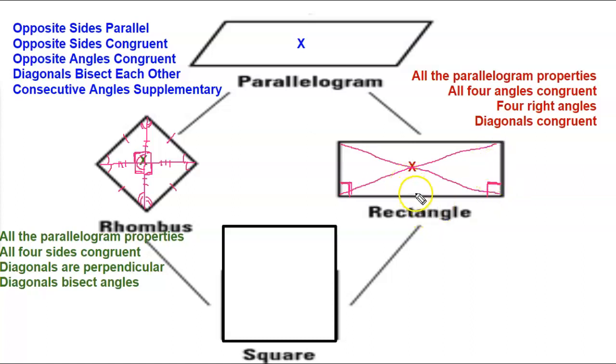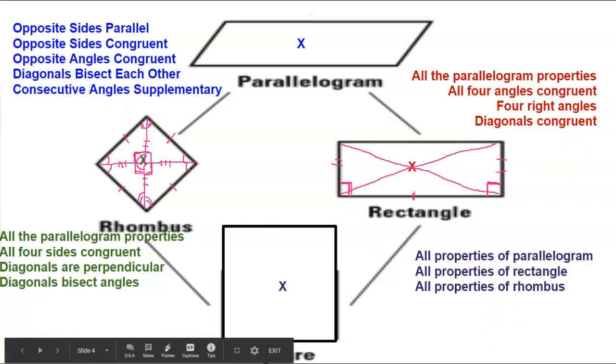We know that this side is a shared side between these 2 triangles, the reflexive property, so it has to be congruent. And we also know that these 2 sides have to be congruent because it is a parallelogram, so opposite sides are congruent. Now we have side angle side to prove that this triangle is congruent to that triangle, which means that this diagonal is congruent to that diagonal. And so now we have our properties of a rectangle.